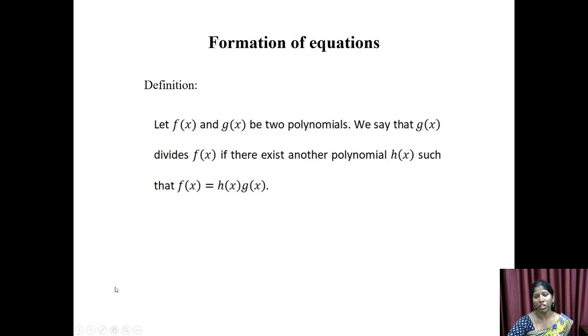Here goes the first definition. Let f of x and g of x be two polynomials. We say that g of x divides f of x if we are able to find a polynomial called h of x such that f of x equal to h of x into g of x. So whenever we want to find out whether a polynomial divides another polynomial, it is enough to find the existence of a polynomial like h of x such that this equation gets satisfied.